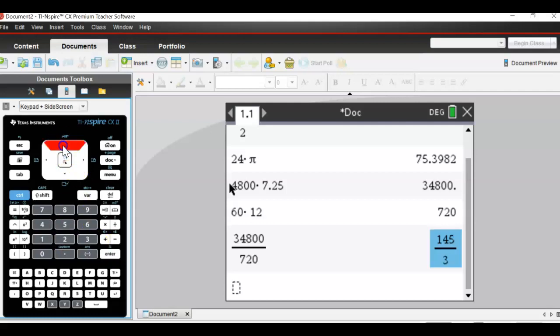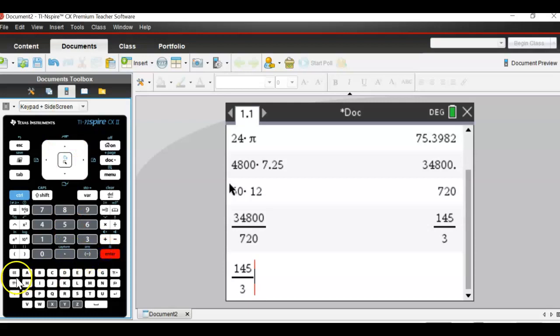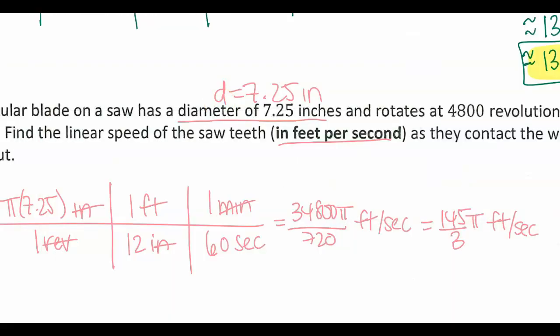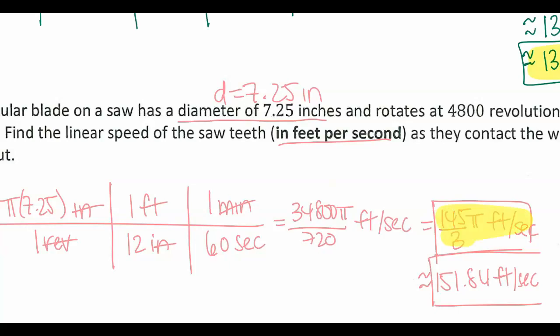Once I have that, I literally just scroll up, copy it, multiply it by pi, and it'll give me my decimal. So let me go ahead and move this over so you guys can see what I've been writing. I have my fraction form, and my approximate decimal will be 151.84, and that's in feet per second. That would be my answer. So hopefully this makes a little bit of sense.